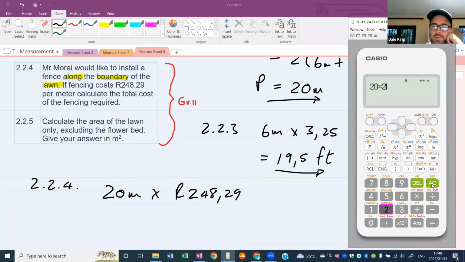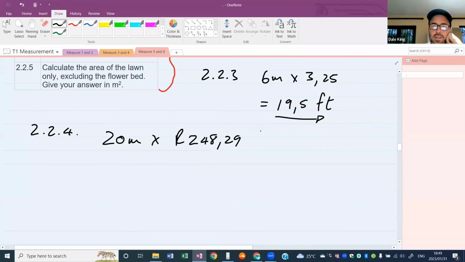All right, so times 248,29. Let's see what we get. 4965,8. Exactly like they said. The question wants us to round off to 2 decimal places. Now, I don't think they'll penalize you if you don't show the 0, but I like to show the second decimal anyway, especially with rands. Rands will always show 2 decimals. So just show the 0 there. It won't harm you to show the 0.